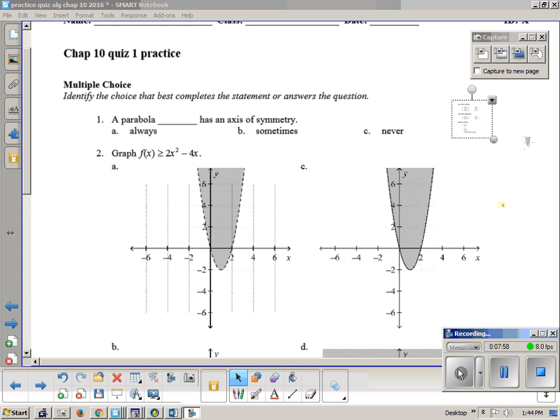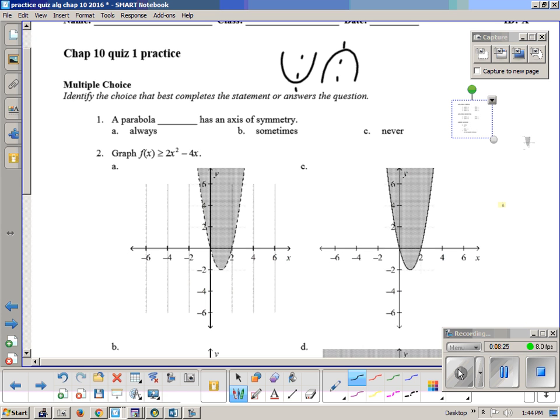Okay, now I'm going to go over the practice quiz. There was time to work on it. The review for the homework takes about 8 minutes. And you have time to work on it, and then maybe another 8 minutes here to review the answers. So a parabola blank has an axis of symmetry. Parabolas look like this. They're always symmetrical, so they always have an axis of symmetry.